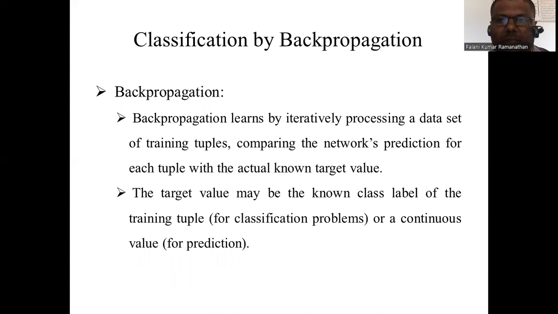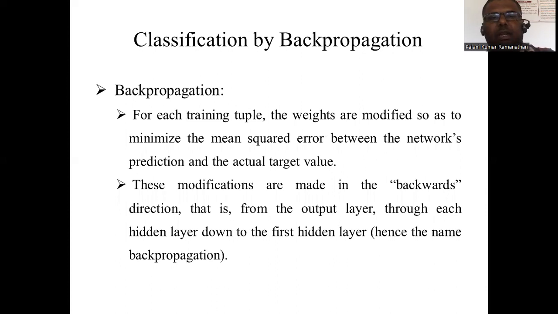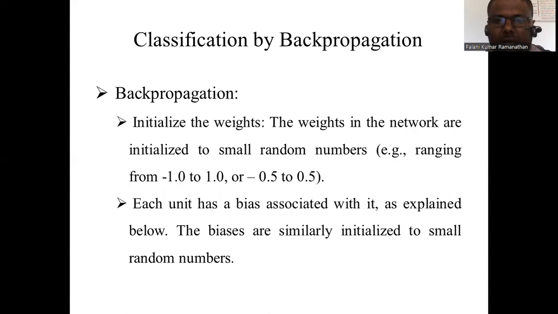If it matches, then we achieve the result; otherwise we classify the particular data again. The target value may be the known class label of the training tuple or a continuous value for prediction. For each training tuple, the weights are modified so as to minimize the mean squared error between the network's prediction and the actual target value. These modifications are made in the backwards direction, that is, from the output layer through each hidden layer down to the first hidden layer.